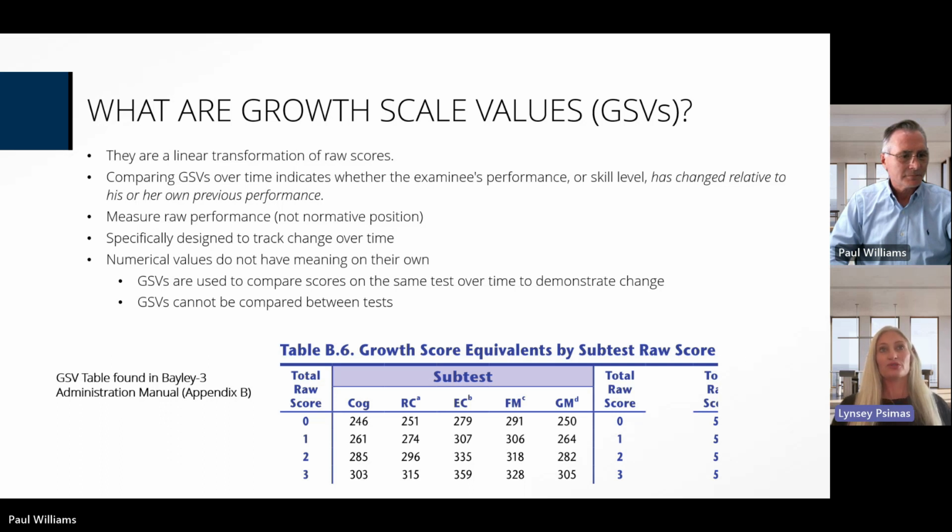their own. You can see on this slide that we have an example of GSVs from the Bailey Scales of Infant and Toddler Development 3rd edition. So GSVs can typically be found within a manual. In this case, it's in Appendix B.